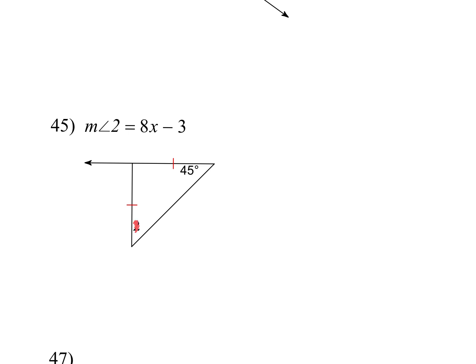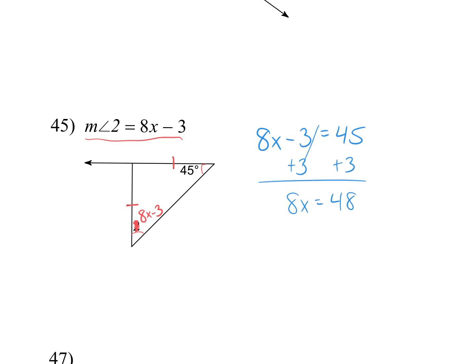Okay, but this is just saying angle 2 equals 8x minus 3. Again, what kind of triangle do we have here? Isosceles, so we can assume what? These two angles are the same. So what's an equation I can set up since they are equal? 8x minus 3 equal to 45. So solving from here, add 3. 8x equals 48. What'd you get for x? X equals 6. Good.